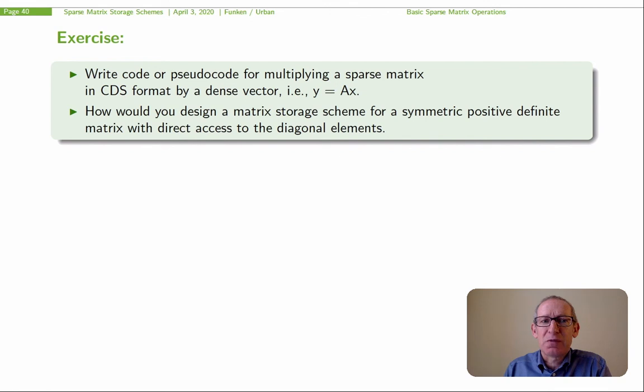Another exercise is: how would you design a matrix storage scheme for a symmetric, positive definite matrix, like the finite element matrix we will see later, with direct access to the diagonal? Due to the fact that we have a symmetric matrix, we only have to store the lower or the upper part of the matrix, plus the diagonal. Think about how you would design a matrix scheme and how you would design the matrix-vector operation.